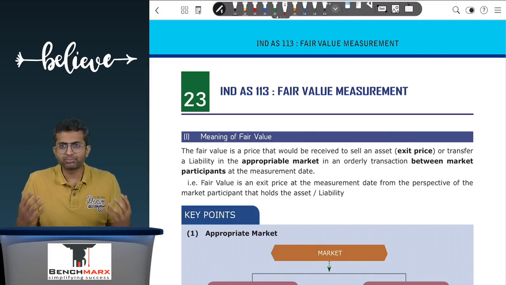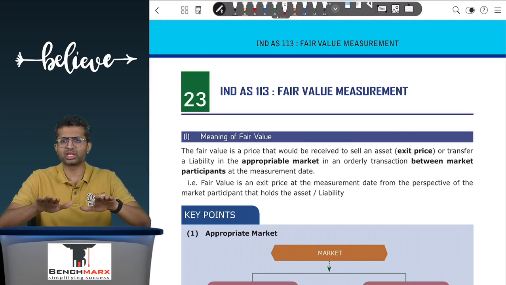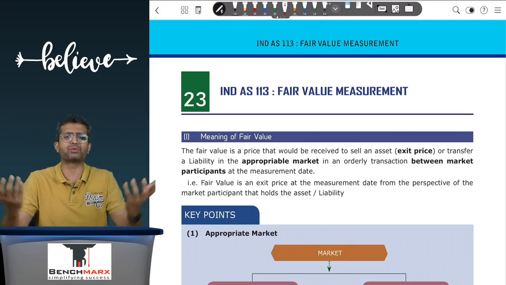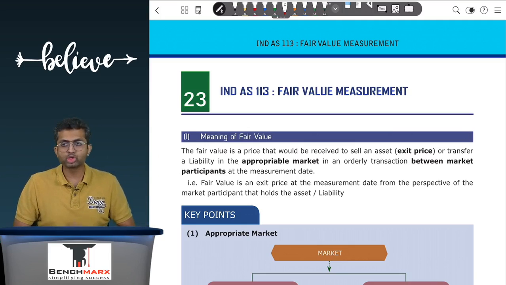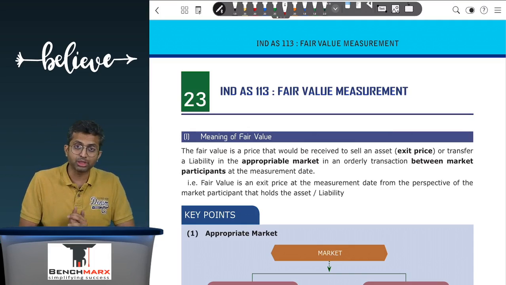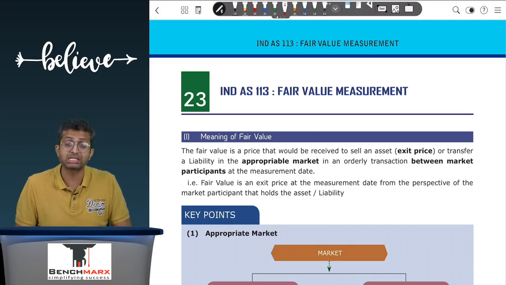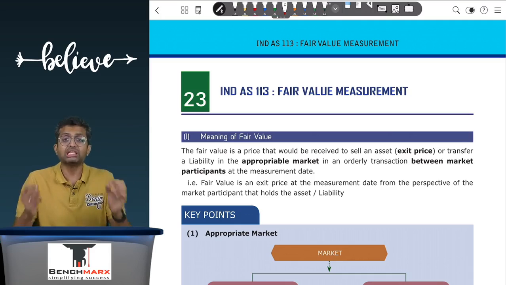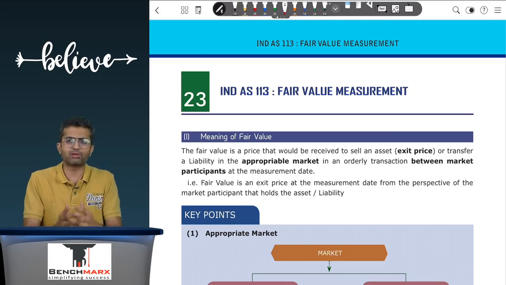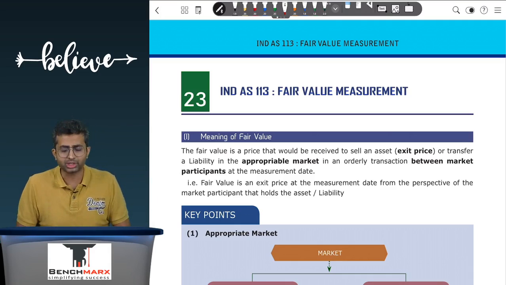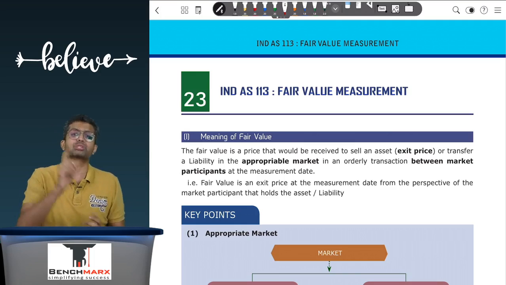However, if there are shares listed on BSE and NSE, and both of these exchanges have a fairly decent volume, none of them can be categorized as principal. Or let us say you are dealing in diamonds, in which case the local and export are broadly 50-50 of your sales, in which case none of them is principal. In such case, how will you find the fair value? Because the prices may be different in different markets. You will take, in such cases, the most advantageous market.